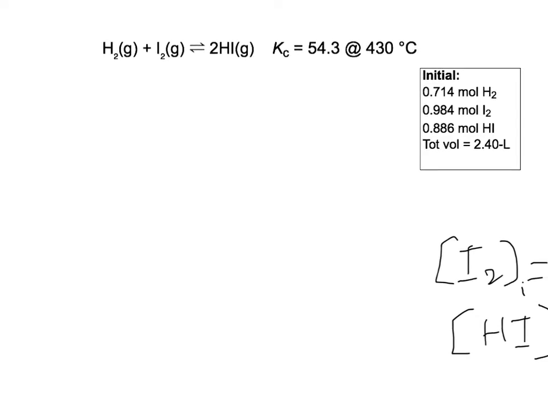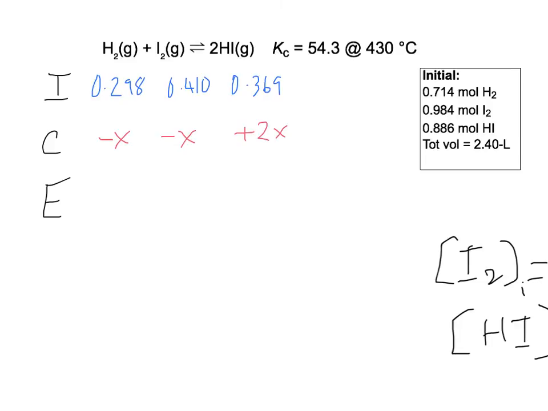And when we fill out our ice chart, we can take this direction into account. So let's set up our ice chart. We've got our initial, our change, and our equilibrium. And we find these concentrations. So this is 0.298 moles per liter. Iodine is 0.410. Hydrogen iodide is 0.369. The change: we calculated a left to right shift by looking at Q. So hydrogen and iodine are going to go down, and hydrogen iodide is going to go up. And don't forget, because there's a 2 here, the loss of one of these is going to make twice as many of these.